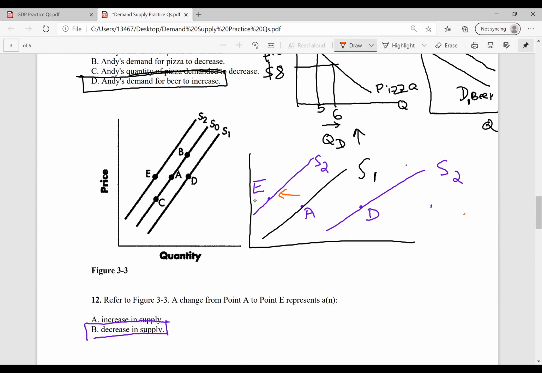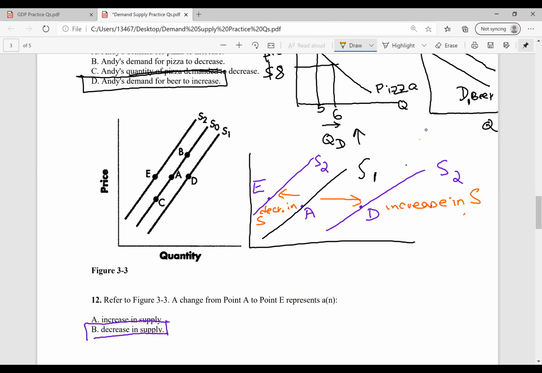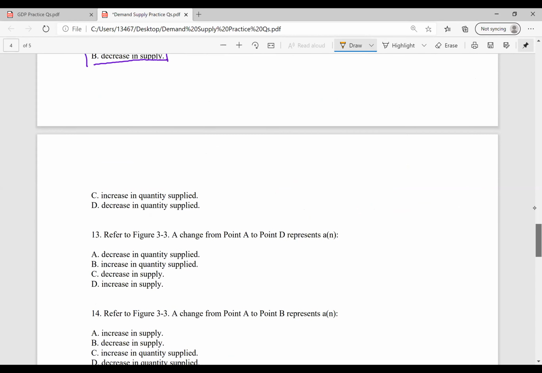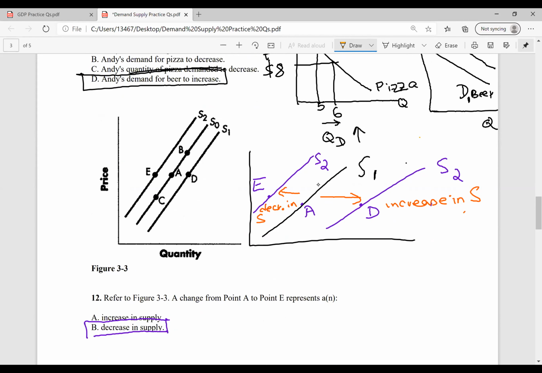So this one is called a decrease in supply and A to D is called an increase in supply. Something else to note here, let's just use this marker. Then the question is asking what happens if we move from point A to point B.